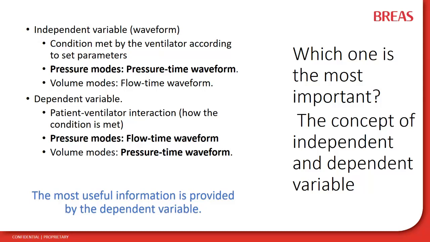It means that the dependent variable contains the most useful information because it labels the patient, or it contains the patient-ventilator interaction. In other words, how this condition, how this independent variable is met. So, in summary, the correct strategy for interpreting the ventilator waveform is to detect the dependent variable. It contains around 90% of the useful information.